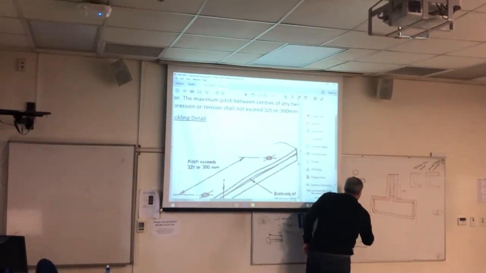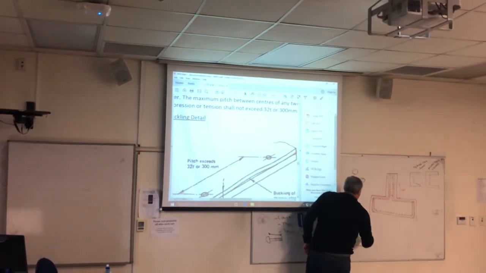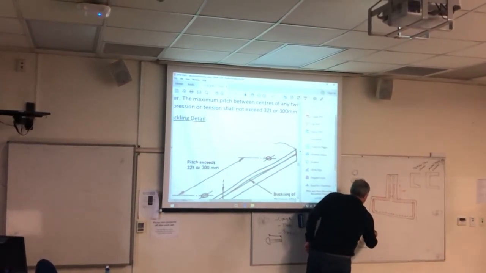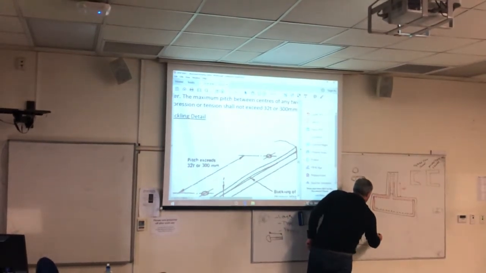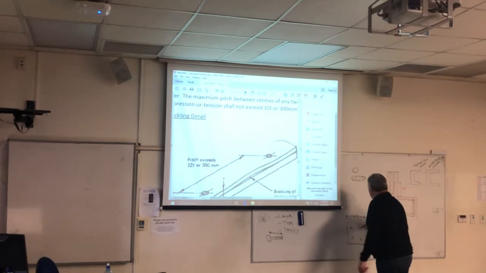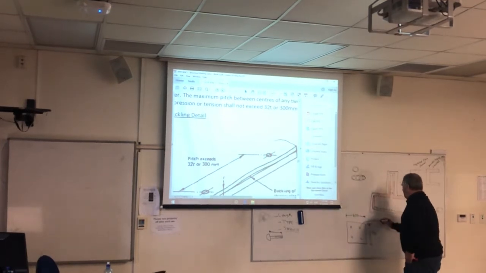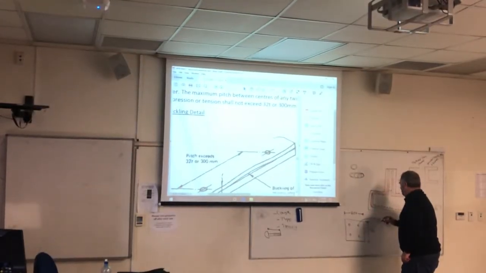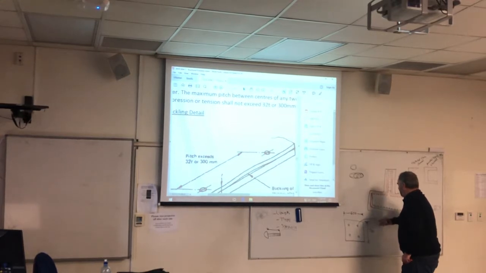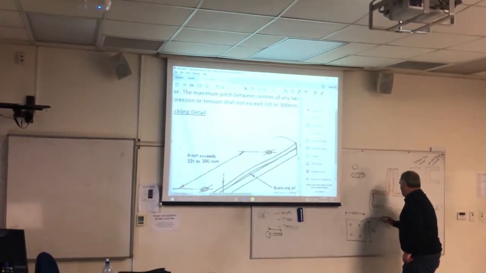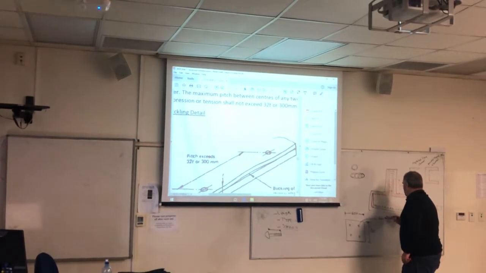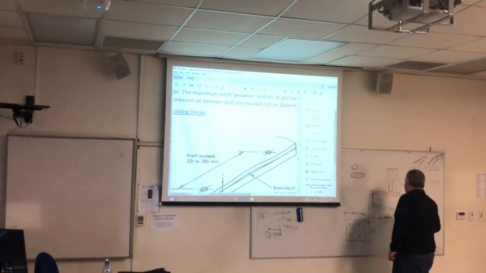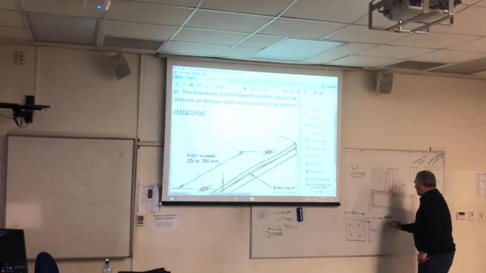600 by 700. We have an 18 millimeter bolt. No, we won't. Change that. Let's make a 14 millimeter bolt hole, and let's call it a 10 millimeter thick plate.